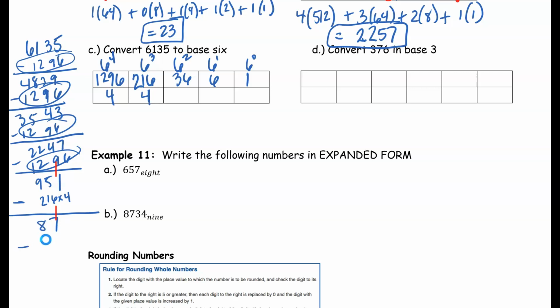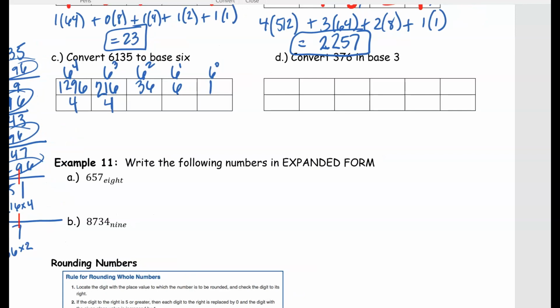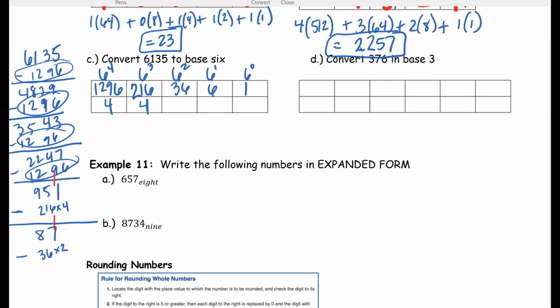And then you're going to subtract 36 twice. So minus 36, minus 36. Okay. So we subtracted that twice, and we end up getting, so I'm going to put a 2 in the box here, and when we subtract that, we end up getting 15.